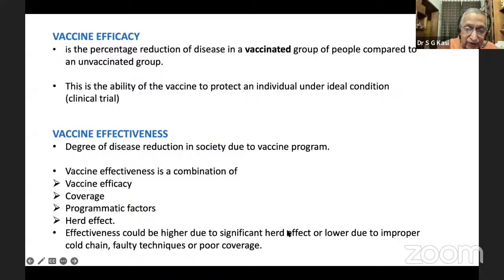On the other hand, effectiveness will be much lower than the efficacy if you have a faulty cold chain, an ineffective vaccine, faulty techniques of giving the vaccine, or poor coverage. To give you a classical example, recently a paper was published about the Navi Mumbai TCV study. This study showed that at about 70% coverage, the vaccine efficacy was 58%. We all read 80%, 85%, but this was at 78%. If the coverage goes to 90%, then the efficacy will go up to 85%. So the lower the coverage, the lower will be the vaccine effectiveness.